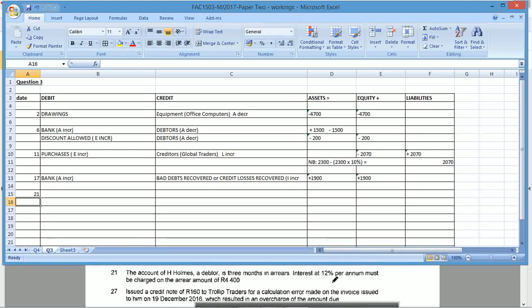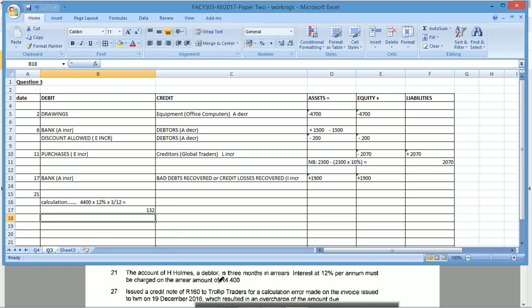Interest at 12% per annum must be charged on the arrear account of 4,400. Okay, so calculation in terms of interest. Principal times rate times time. So times the 12% times how many months? 3 months. 3 over 12 equals, what does that give me? 4400 times 0.12 times 3 over 12. Did you get 132? Nice.